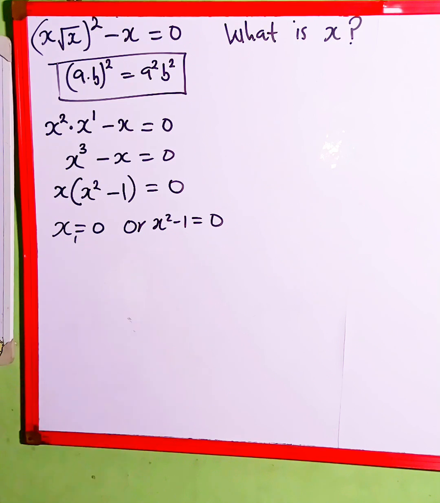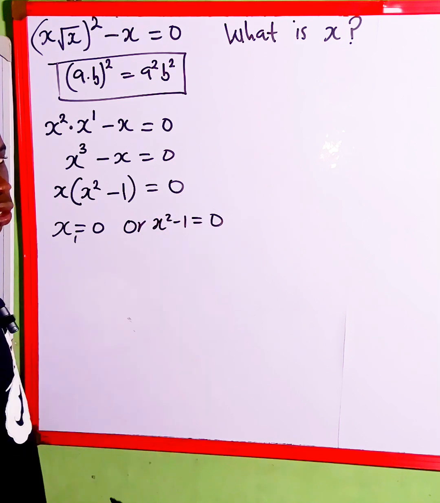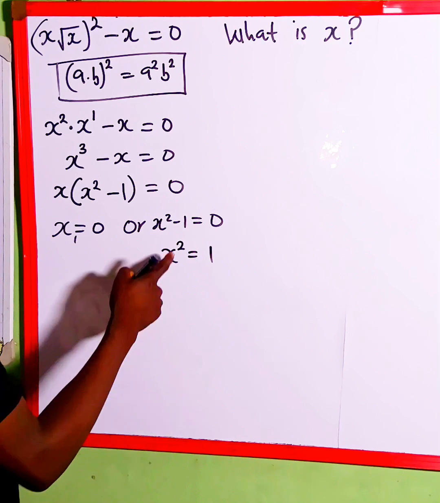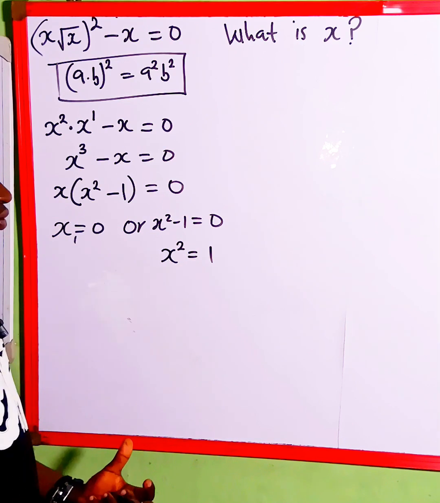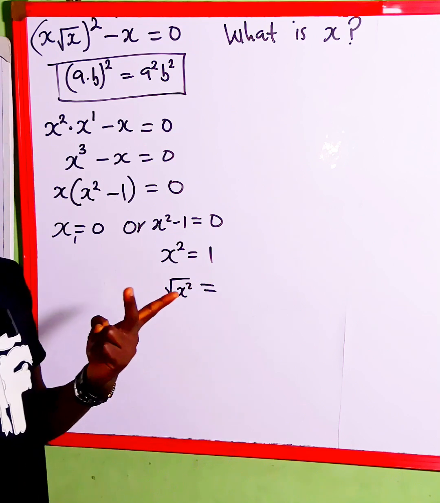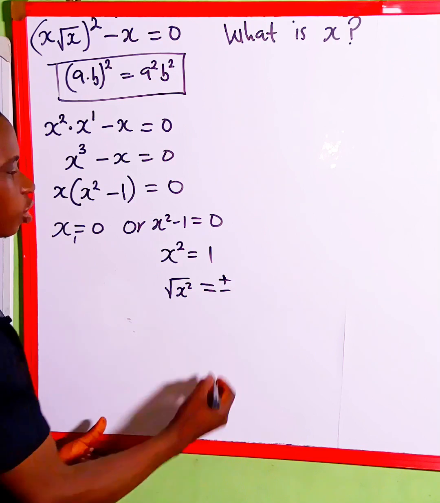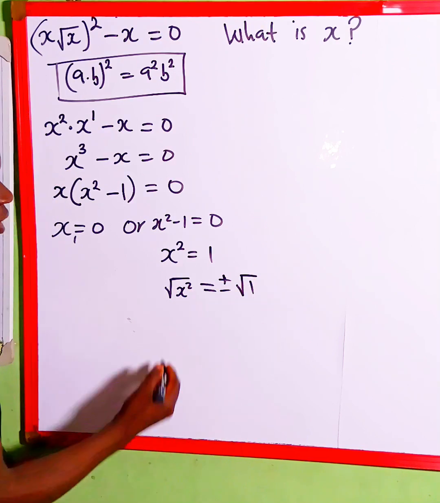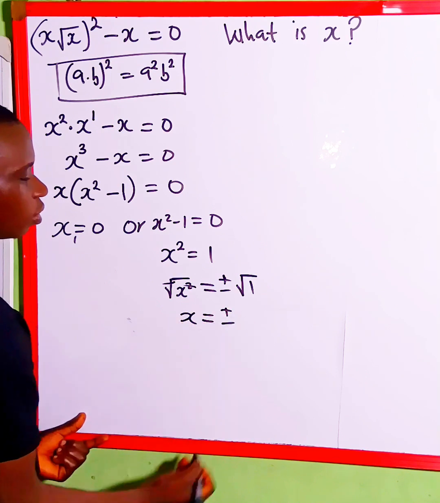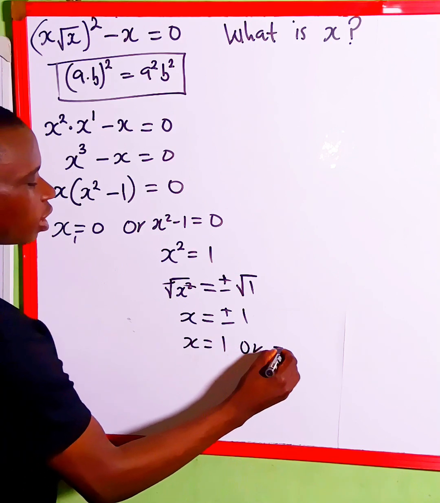Now let's get the remaining values of x from here. x squared minus 1 equal to 0. We can take this 1 to the right hand side, so we have x squared equal to positive 1. Now we need to cancel this square by taking the square root of both sides. When you are taking the square root of the right hand side, always remember to add negative or positive square root of 1. The square root cancels the square, so x will be equal to plus or minus the square root of 1, which is the same as 1. So therefore x is 1 or negative 1.